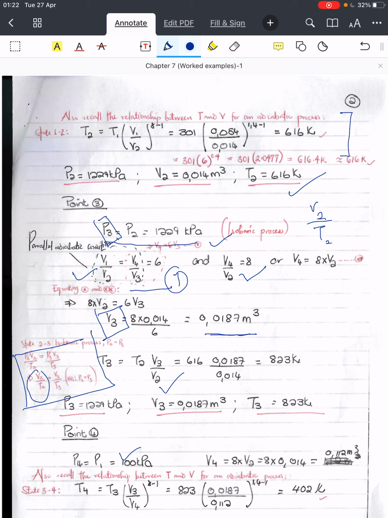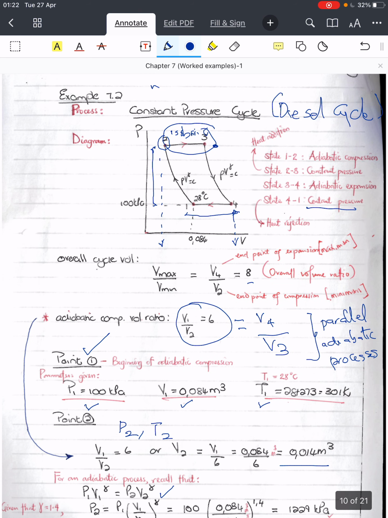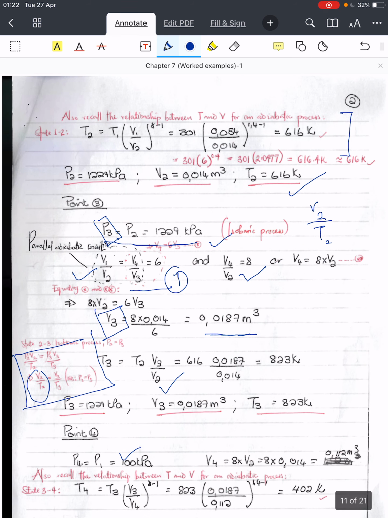P4 equals P1. What else do we need? We are also looking for the volume. For the volume, remember we have this equation from the beginning: V4 over V2, and since we have V2 already, we can calculate V4. So that's how we get V4. This is how we got P4. Now we are left with the temperature. So how do we get that temperature?